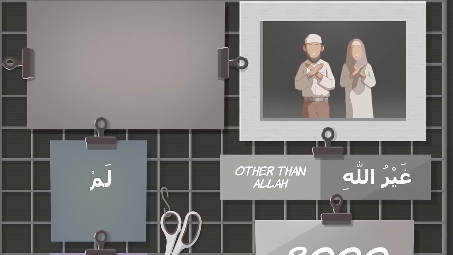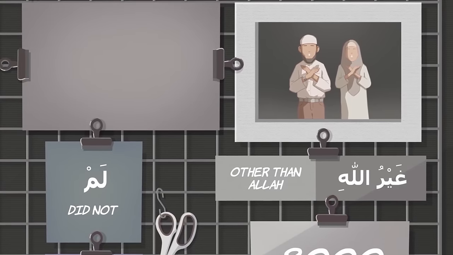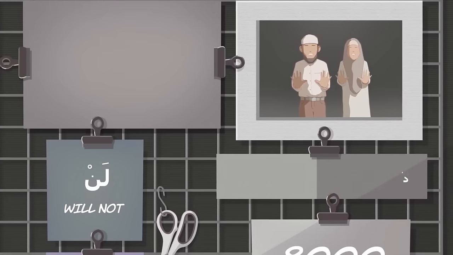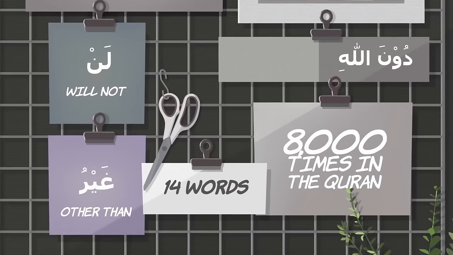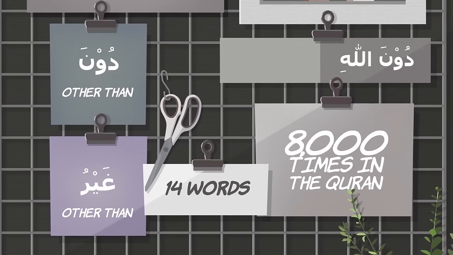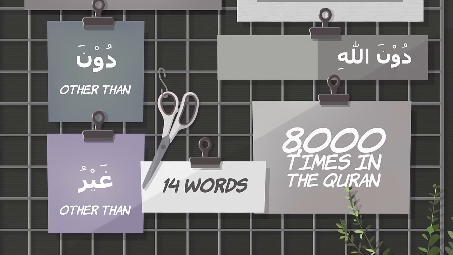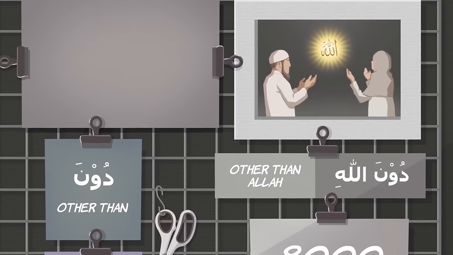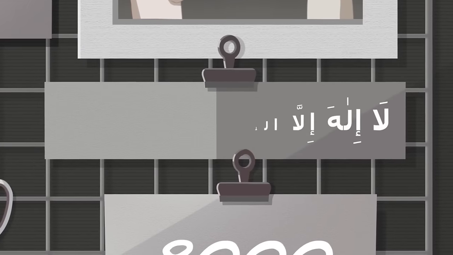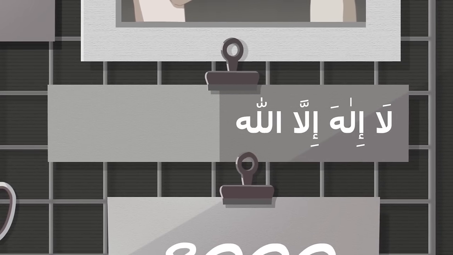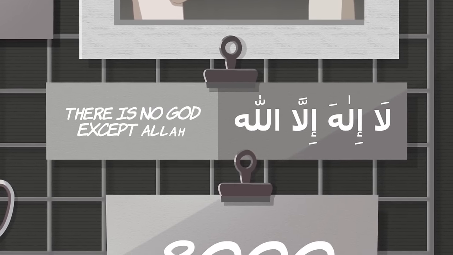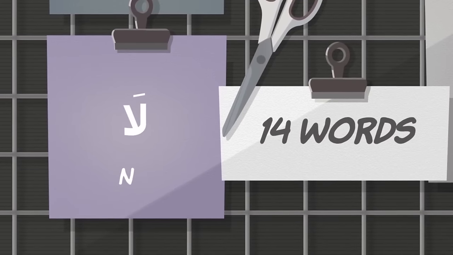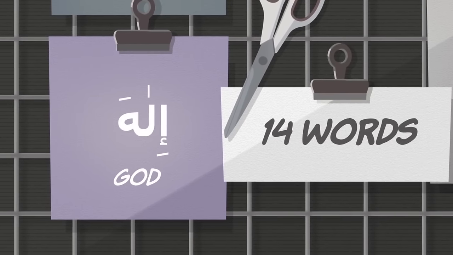They, lam, did not worship, and lan, will not worship anyone, dunallah. Dun, other than. Dunallah, other than Allah. They say la ilaha illallah. There is no God except Allah. La means no. Ilah means God.